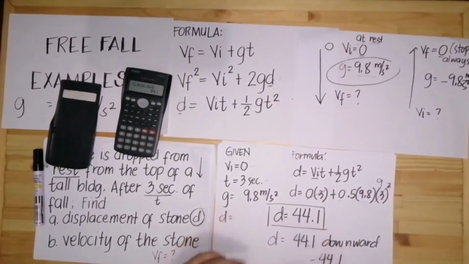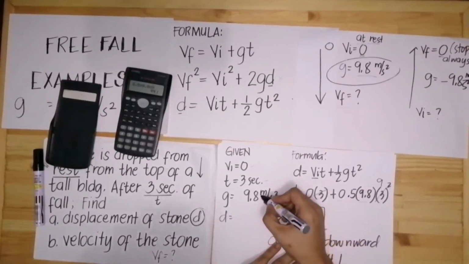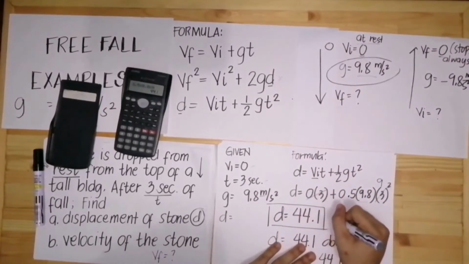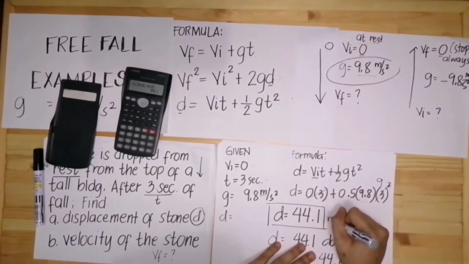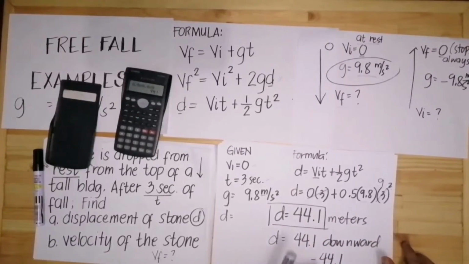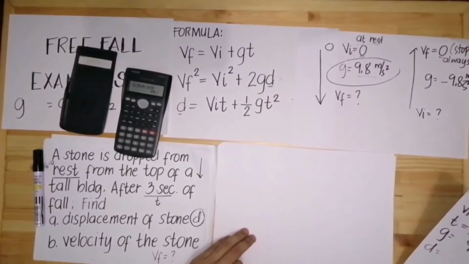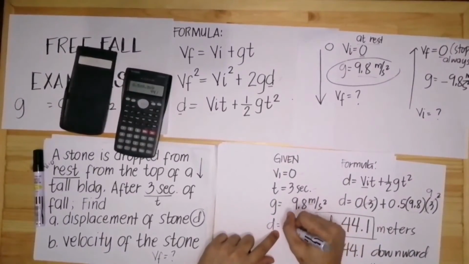So, 44.1. And what should be the unit? Ang unit ng distance natin dito ay meter. So, meter ang ginamit natin. So, 44.1 meters. Hindi mo pwede lagay ng over seconds kasi hindi naman to velocity. So, that's how you get the distance of the first example. Now, palagay natin dito, 44.1.